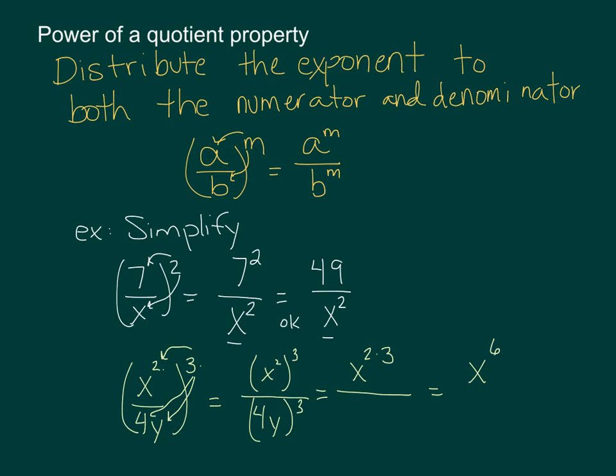Down here, there are 2 parts, and each of them is going to get a third power. So that's like 4 to the third, y to the third. You can just leave it like that. If you know off the top of your head that 4 to the third is 64, then you can leave it as 64 y to the third, or just 4 to the third, y to the third. Either of those is okay for a final answer.